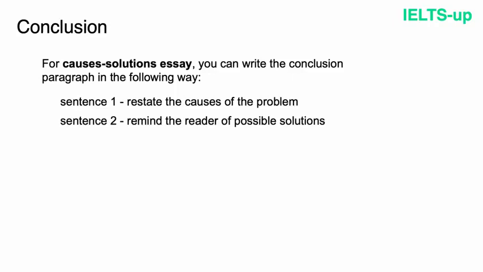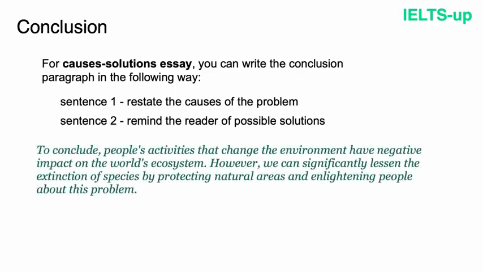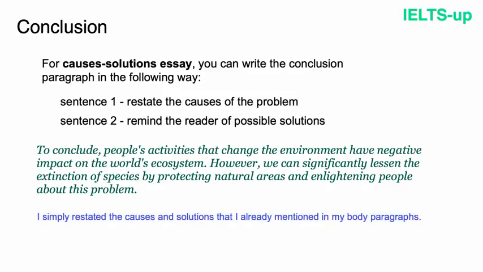And here is my conclusion. To conclude, people's activities that change the environment have negative impact on the world's ecosystem. However, we can significantly lessen the extinction of species by protecting natural areas and enlightening people about this problem. I simply restated the causes and solutions that I already mentioned in my body paragraphs. Remember, you should not put any new ideas into your conclusion. You have already described your ideas in the body paragraphs.